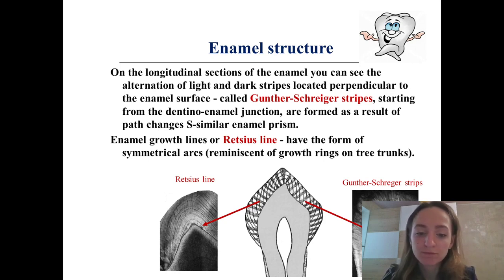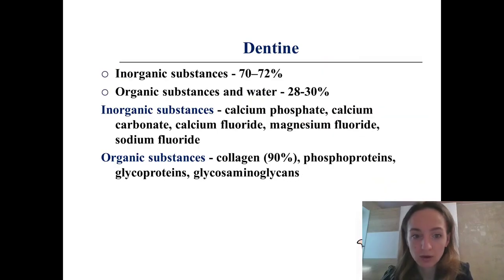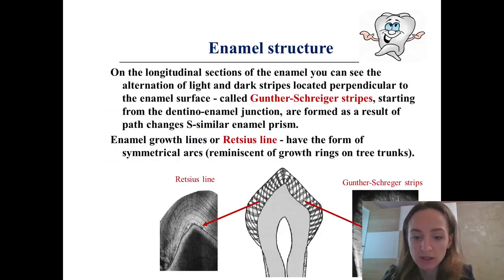Ameloblasts degenerate upon completion of Nasmyth's membrane. This membrane, or primary enamel cuticle, covers the newly erupted tooth and is worn away by mastication and cleaning.